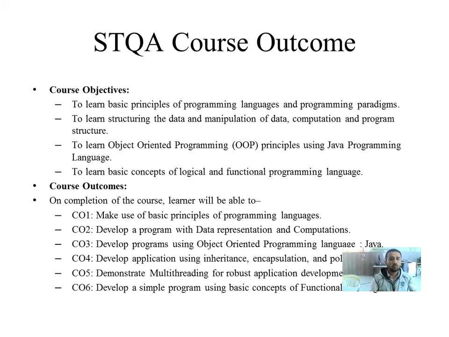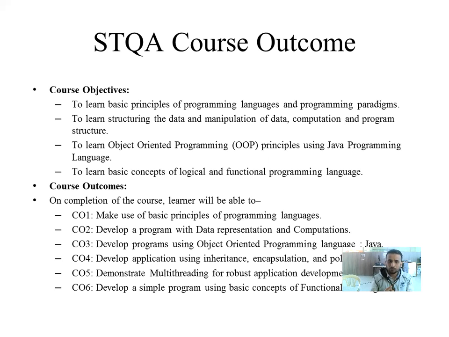Then next we have the course outcome. So what will be the course outcome, right? These are the objectives that we want to achieve after studying this subject or after studying this course, right? So what will be the outcome that we are going to have after learning this course? There are 6 course outcomes that we can have. Those are mentioned below in the list.